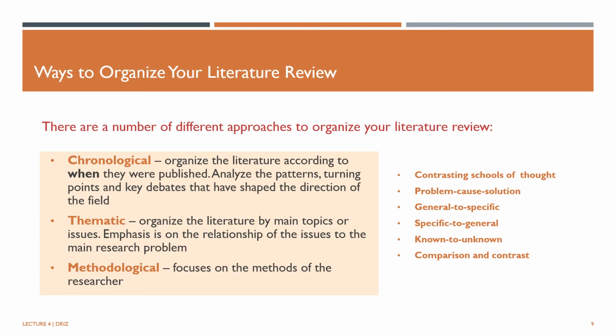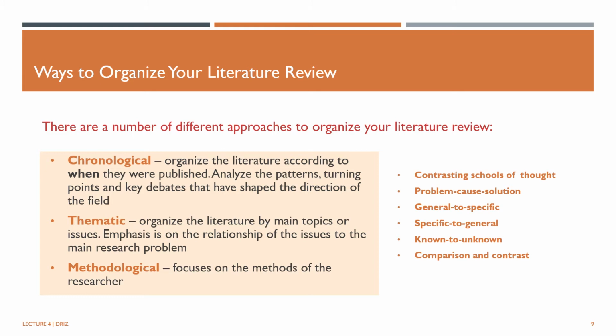There are, of course, other ways to organize your literature review, such as the following. A contrasting school of thought organizes the review according to the different schools of thought. For example, if you find a dominant argument comes up in your research, with researchers taking two sides and talking about how the other is wrong, you may want to group your literature review by those schools of thought and contrast the differences in their approaches and ideas.